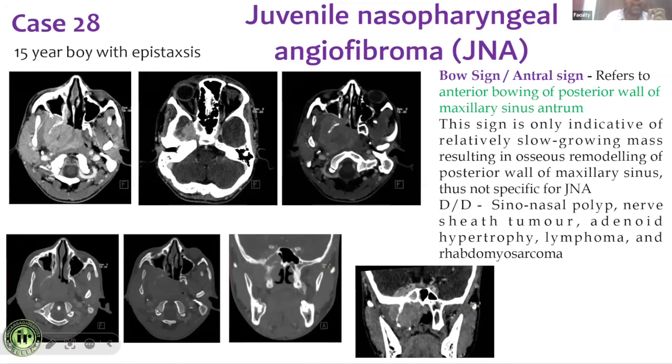That is called the anterior bowing of the posterior maxillary sinus wall. That is called the bow sign. And it can show extension to the sphenoid sinus. It can show intracranial extension. Always look for the extension of the mass. And we may need a preoperative angiography and embolization to reduce the blood loss.